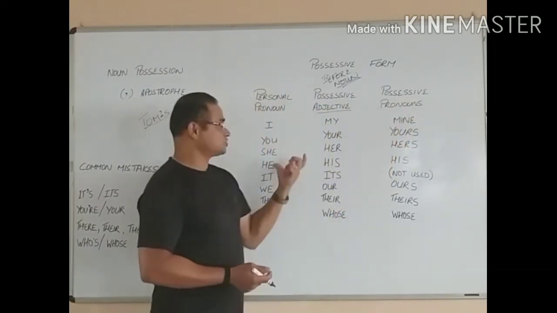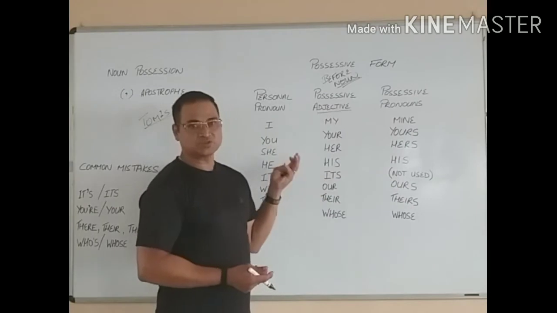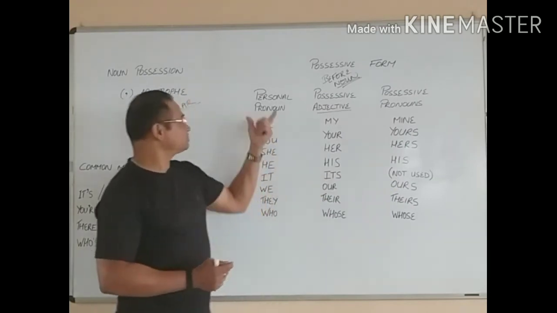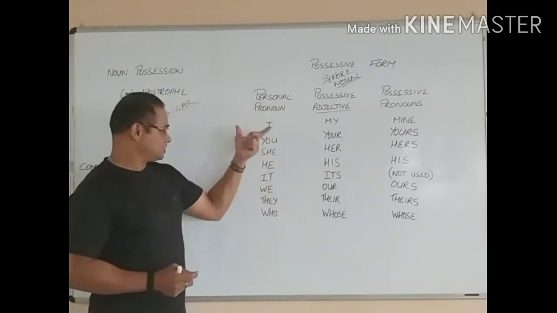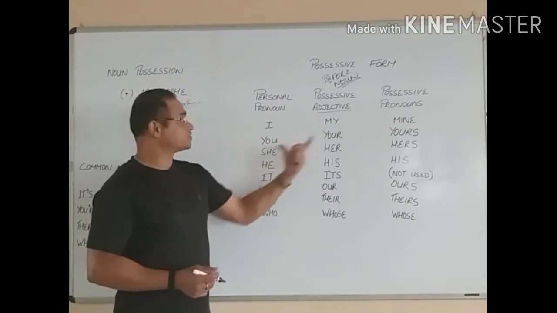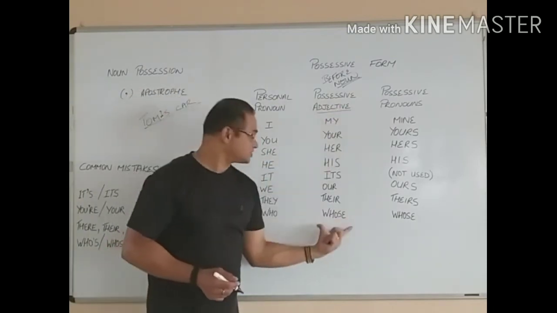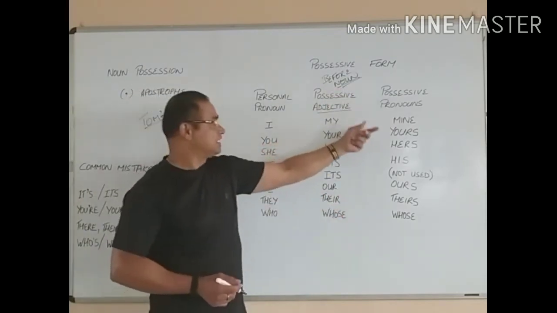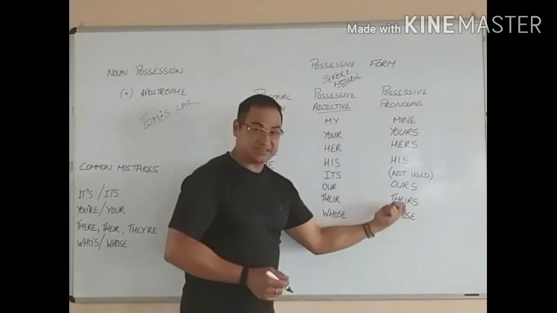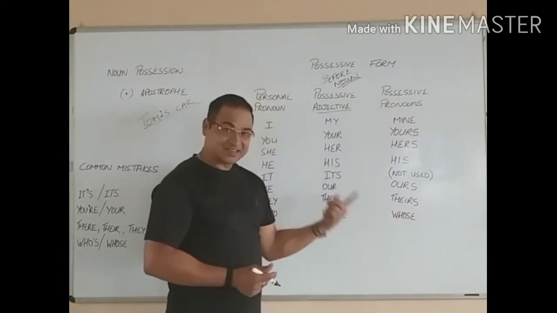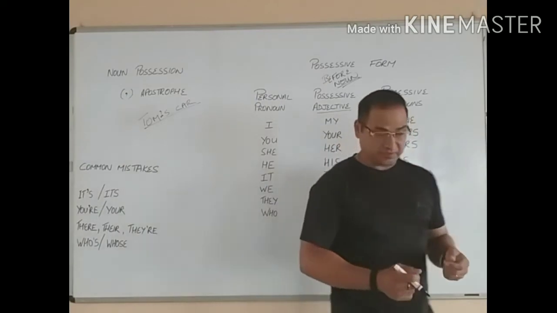I made this chart over here showing you that it will be much more simple using the personal pronouns. These are the personal pronouns which relate to possessive adjectives before the nouns, and these usually come at the end. Not exactly always at the end, but it does come at the end.